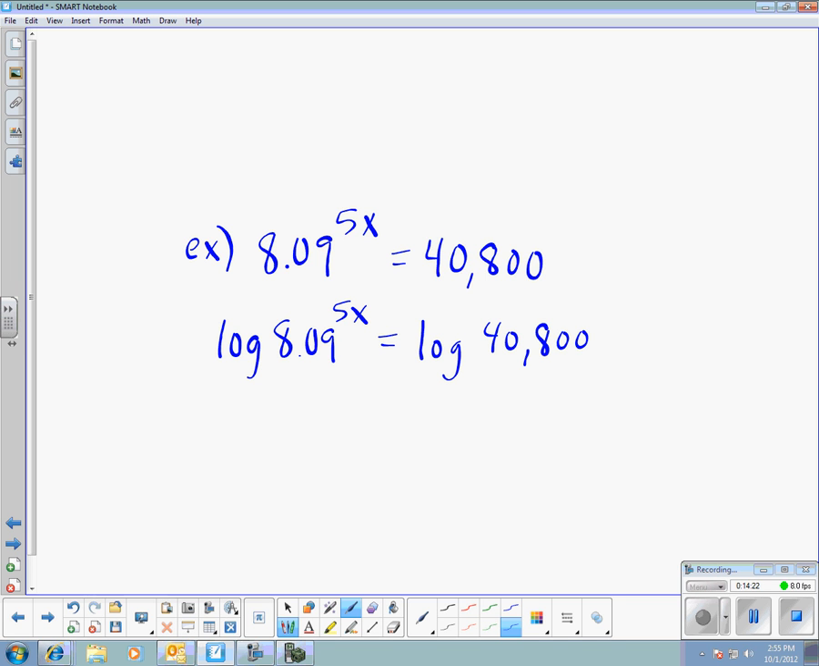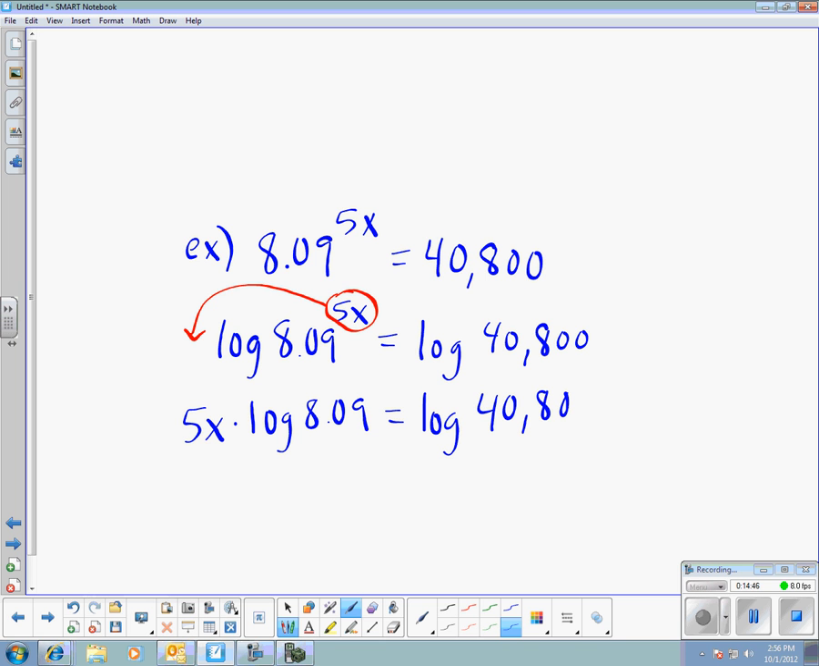Okay, the reason you do that is because taking the log is like taking the little kitty cat frightened in the tree, very gently and nicely, of course. I would never support cat abuse, but it gently removes the cat from the tree, and we get 5x times the log of 8.09 equals the log of 40,800.